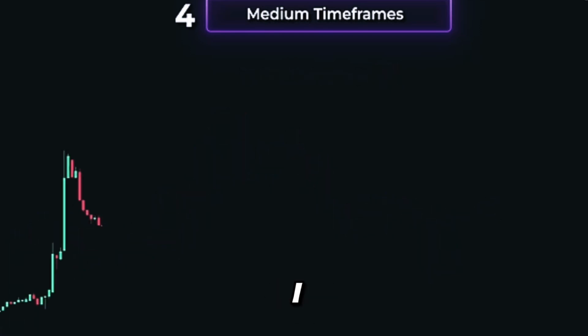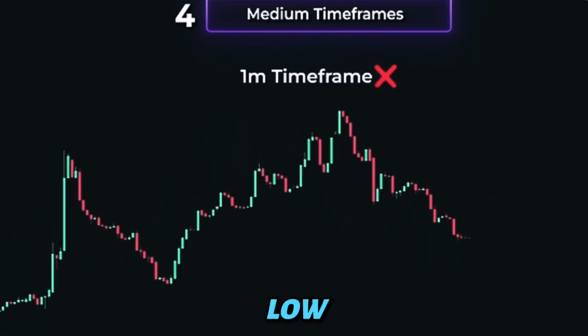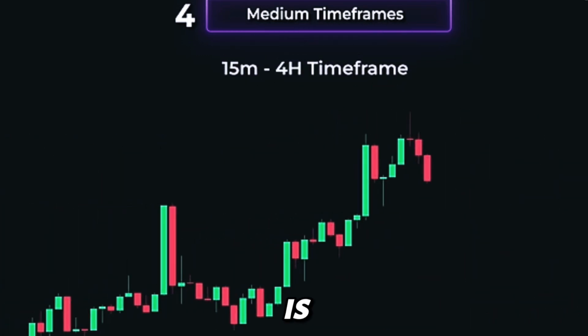On the flip side, I also avoid time frames that are too low like the 1-minute chart, because it's extremely volatile, and the strategies I'm about to teach don't work well on very low time frames. So the sweet spot is between the 15-minute to the 4-hour time frame.